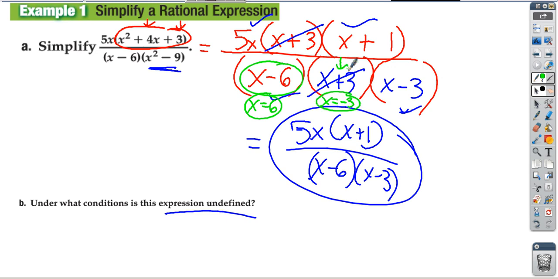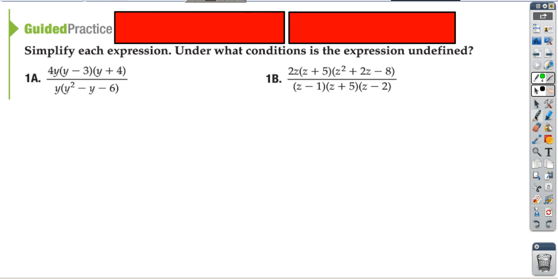And you still include that even though we canceled it out, by the way. Even though we canceled out this x plus 3, that's still part of what would make it undefined. And then right here, what would make that 0? X equals 3. So you set all of the parentheses in the bottom equal to 0. And those three green ones that I circled, that's the answer to the second question. It's undefined when x equals 6, when it equals 3, and when it equals negative 3.